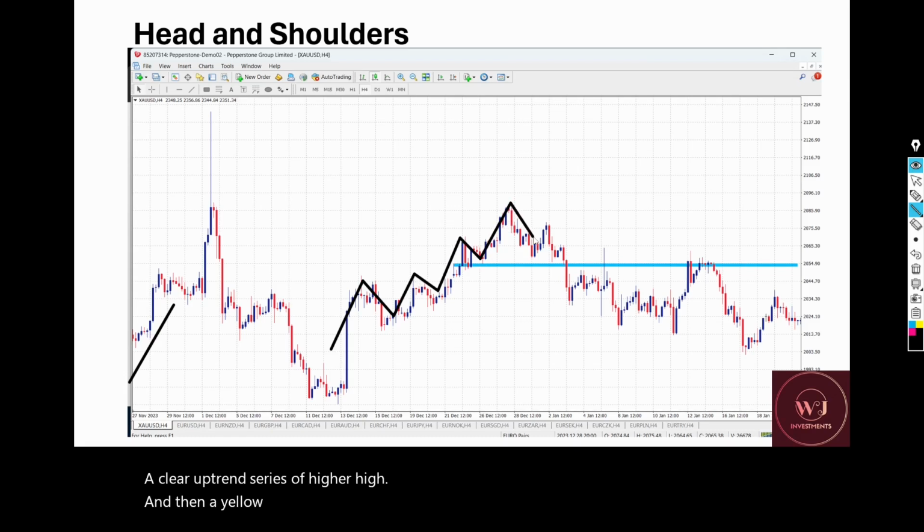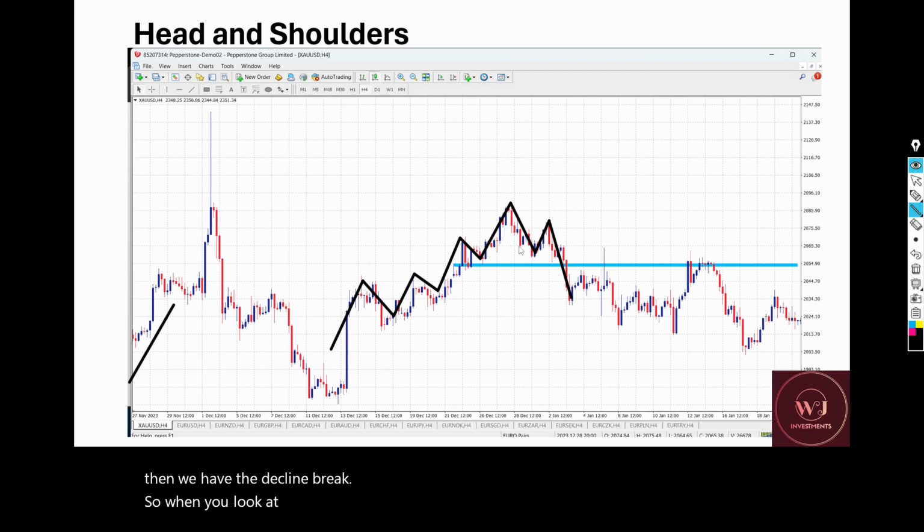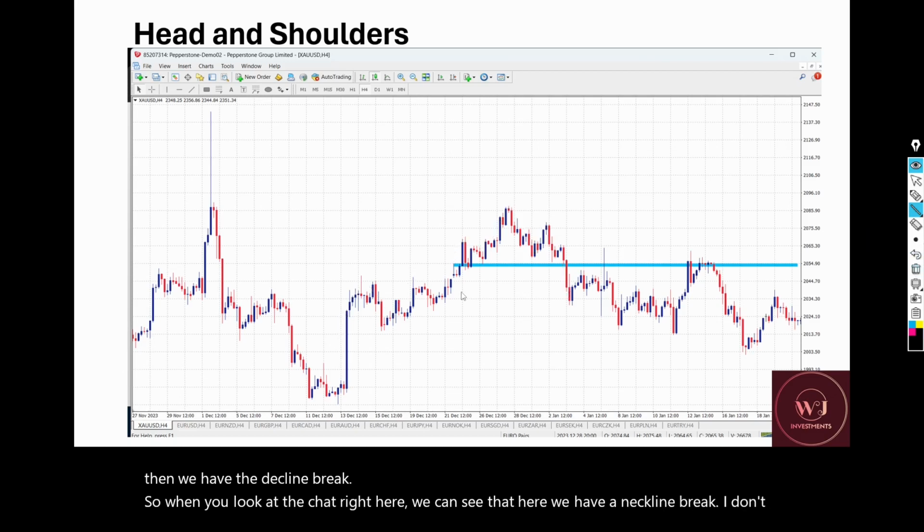So here we have our first shoulder, we have our second shoulder, and then we have the neckline break. So when you look at the chart right here, you can see that here we have a neckline break. I don't know if everyone is spotting things like I am.